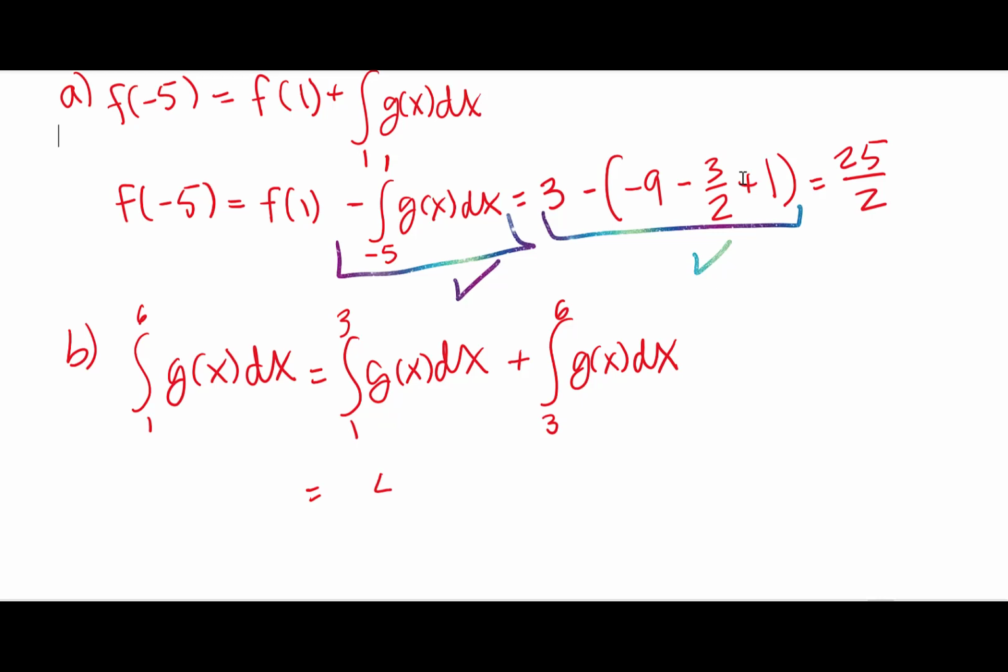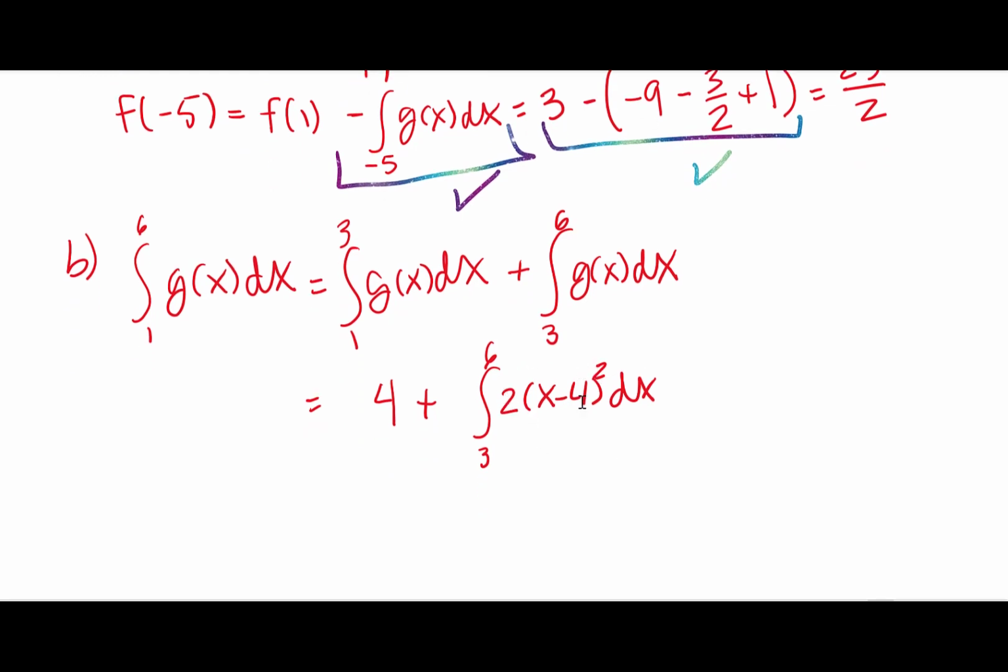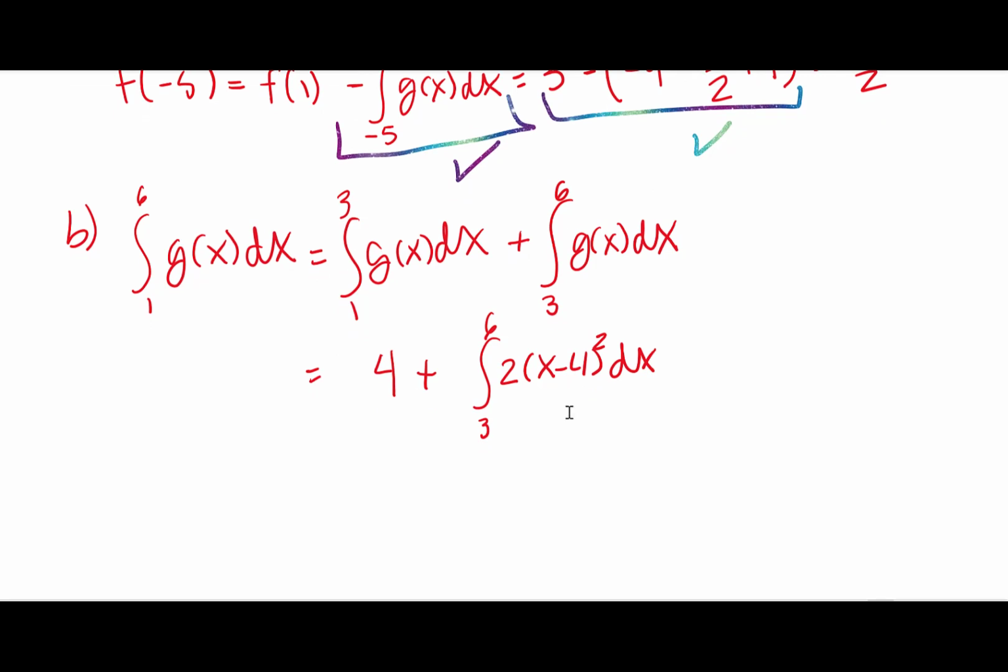So my first area is going to be 4, and then I'm going to want to integrate from 3 to 6 of 2 times (x minus 4) squared dx. Okay, so then remember this is a calculator inactive question, so I'm going to have to integrate it by hand. What's nice is the u that they gave me, the derivative is 1. So I'm going to bring down the 4. The 2 comes along for the ride. I get (x minus 4) cubed divided by 3. And I'm going to evaluate that from 3 to 6.